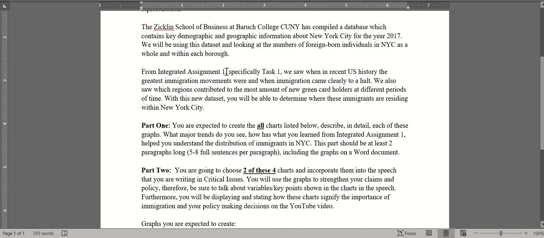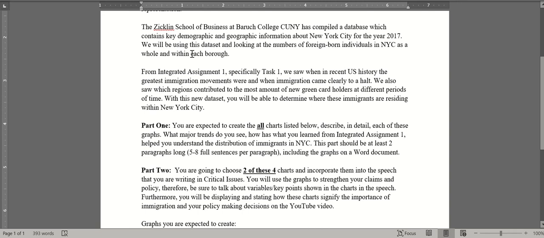If you remember from integrated assignment 1, specifically task 1, we saw when in recent US history the greatest immigration movements were, and when these immigrations came to a halt, right? Remember, there were a lot of curves, there were spikes, and then there were dips in the curves of immigration, right? We're going to be using that as well. We also saw which regions contributed to the most new green card holders at different periods of time. Remember, at one time it was Europe, and then it went to Asia and Mexico, North America, right? So that's all going to be very important in this second integrated assignment, right?